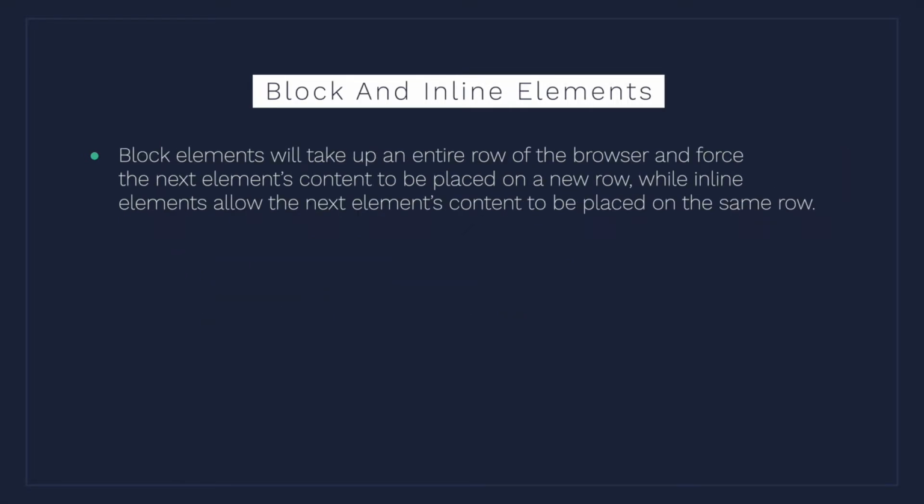There are two main types of elements: block elements and inline elements. Block elements will take up an entire row of the browser and force the next element's content to be placed on a new row, while inline elements allow the next element's content to be placed on the same row.